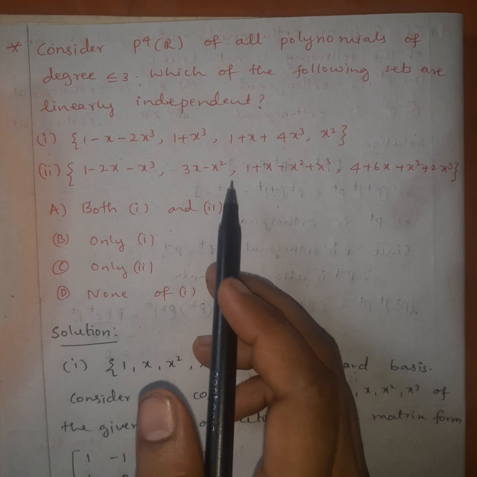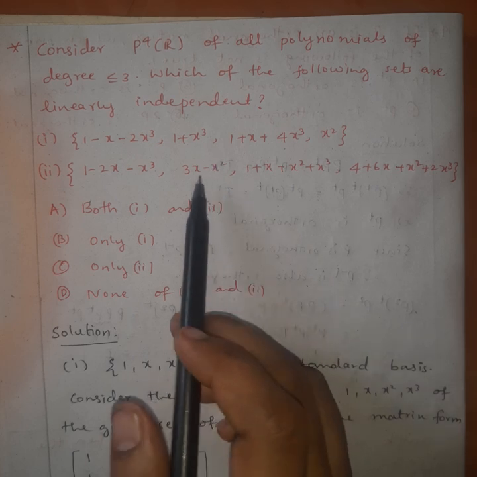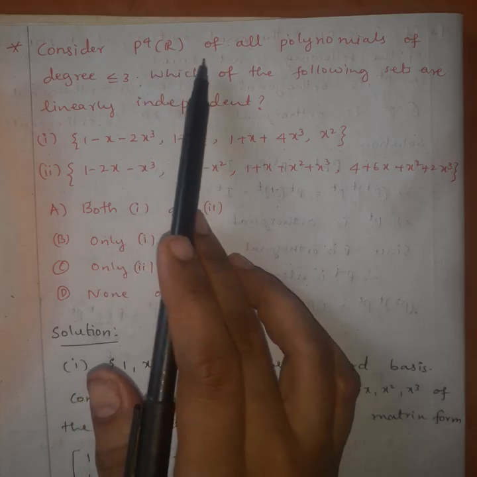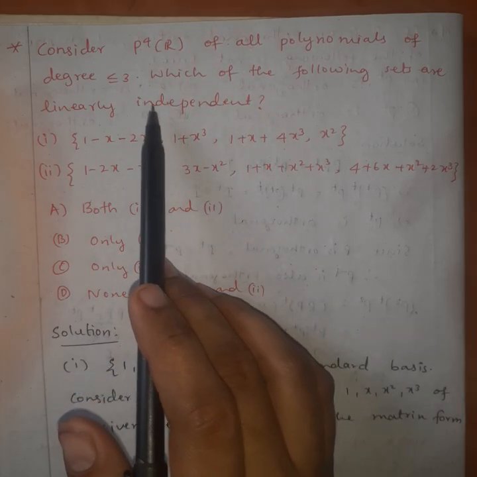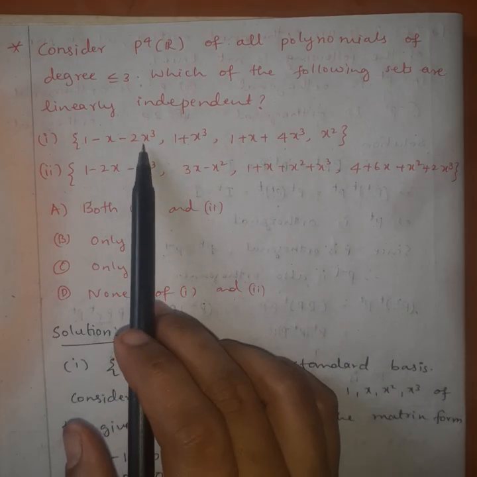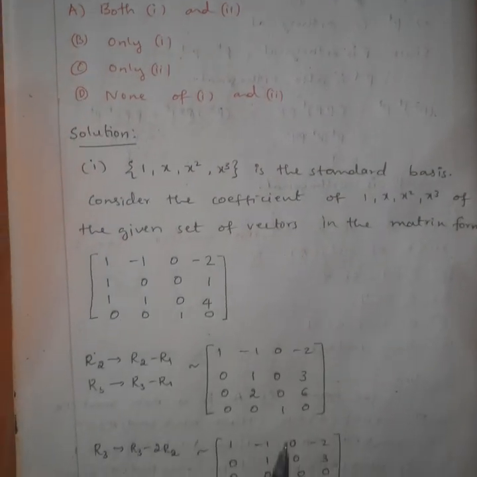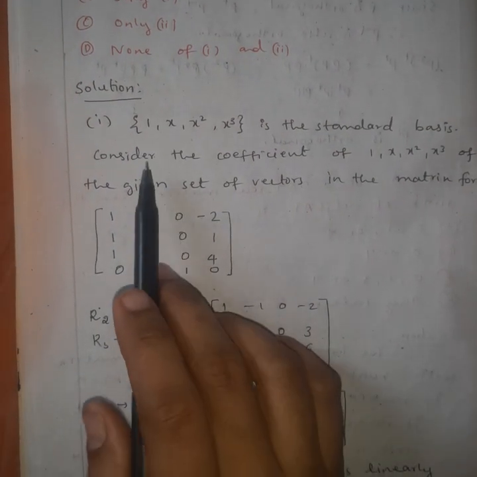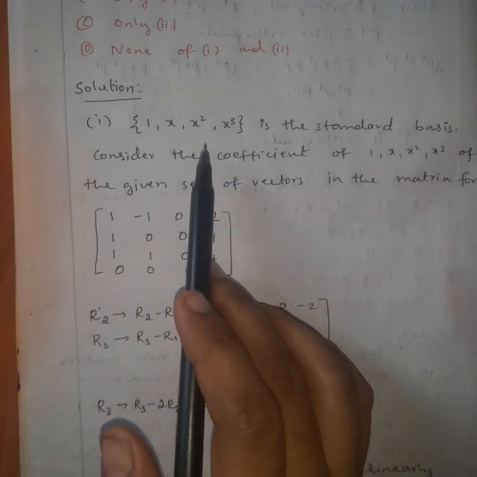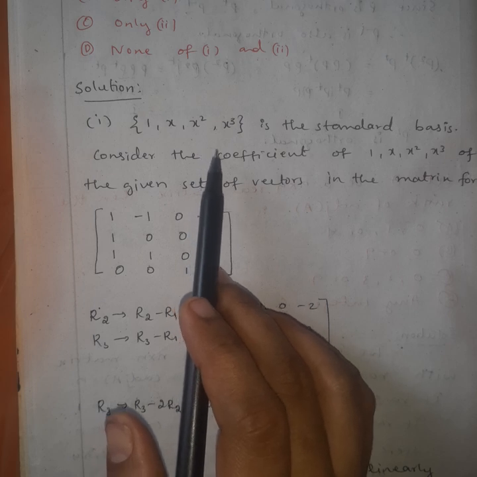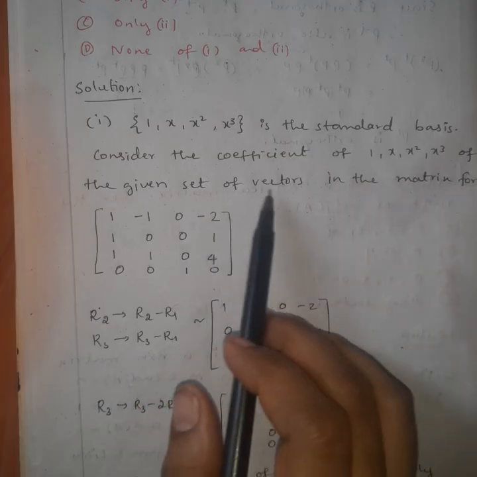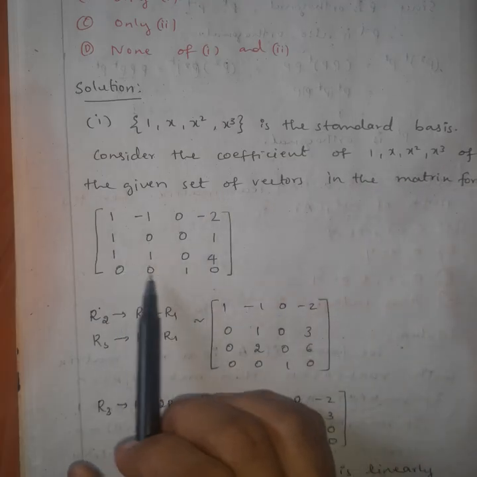Next question is about how to check linearly independent and dependent. Here the given vector space is P4 of R, that is, all polynomials of degree less than or equal to 3. Which of the following sets is linearly independent? So these are the two sets of vectors. How to check whether this type of vectors is linearly independent? 1, x, x square, x cube is the standard basis for this set of polynomials. So now consider the coefficients of 1, x, x square, x cube of the given vectors in matrix form.